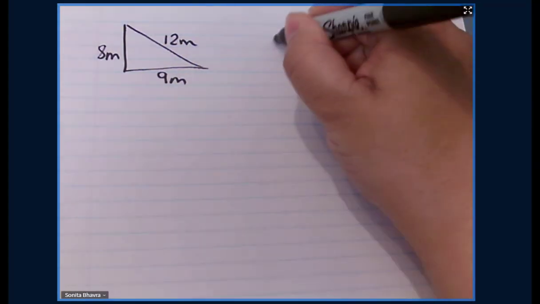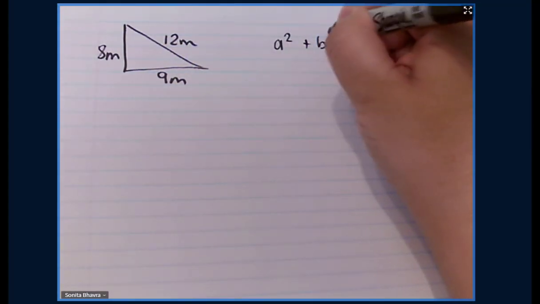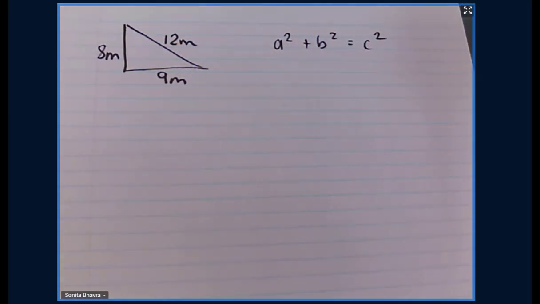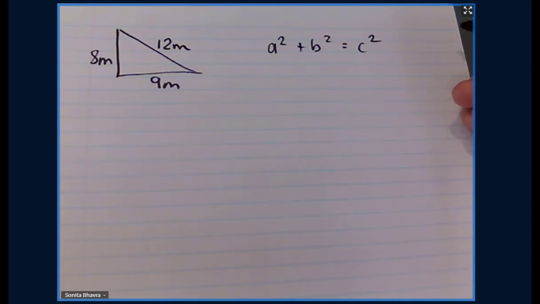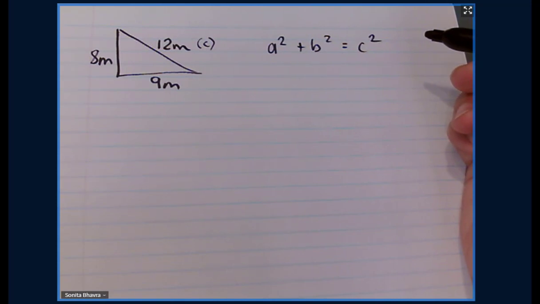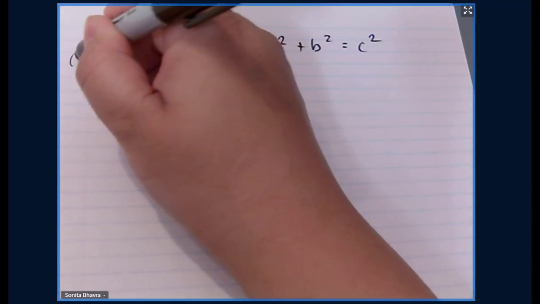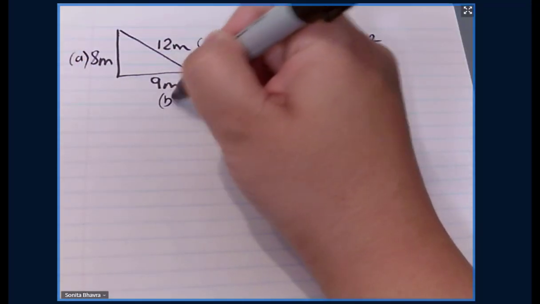Okay, so we're going to look at this triangle next, and we have to be able to prove if this is a right triangle or not. So we're going to use our Pythagorean theorem, which is a squared plus b squared is equal to c squared. So our longest side here, the 12, that is our c, representing the hypotenuse. This side here is our a, and this side is the b.